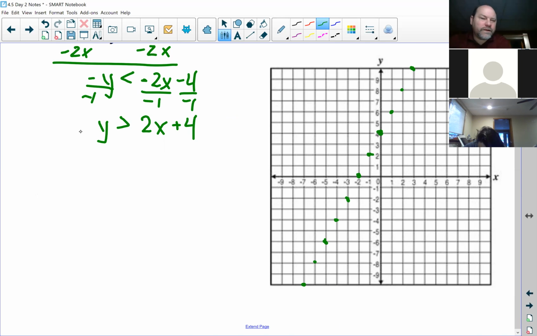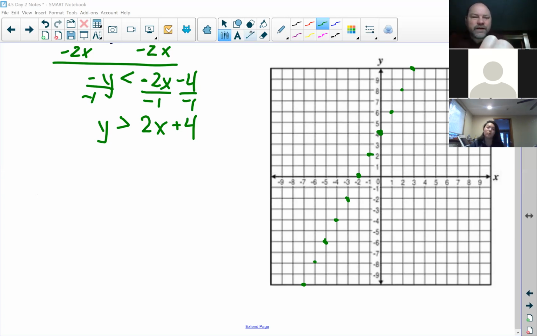Looking at my inequality, is my line going to be solid or is it going to be dashed? Go ahead and either unmute and shout it out, or you can put it in the chat. Dashed. I agree. Yeah, excellent. So it's going to be a dashed line.